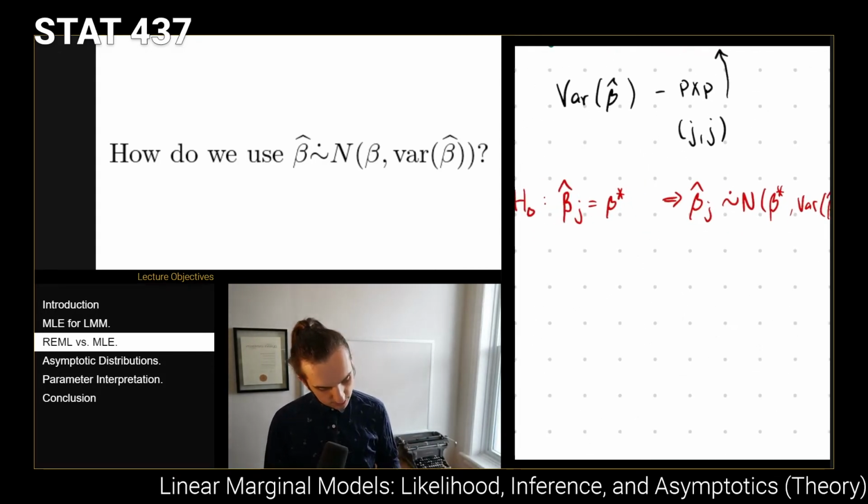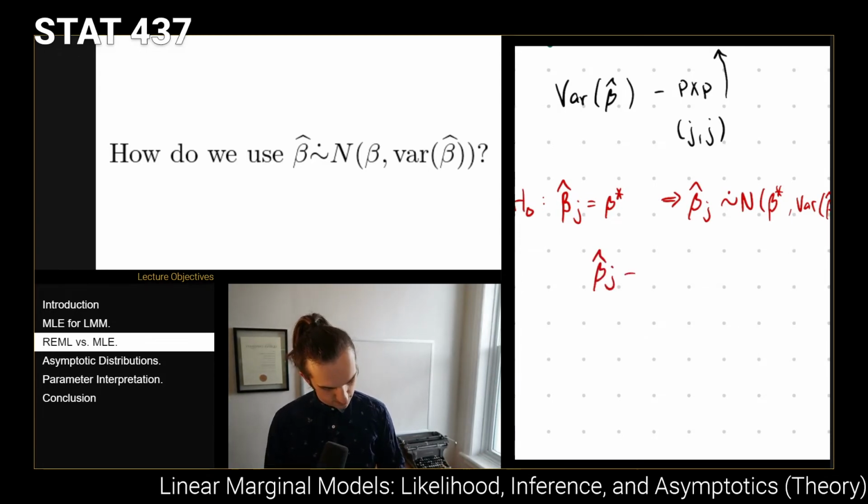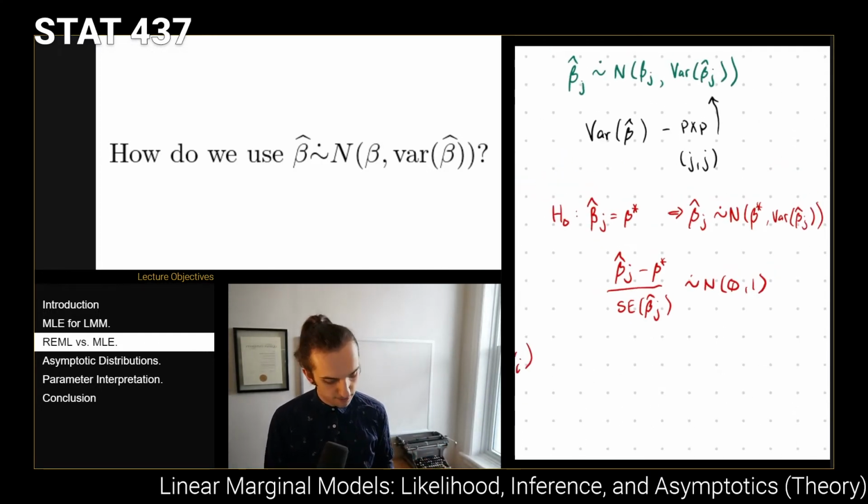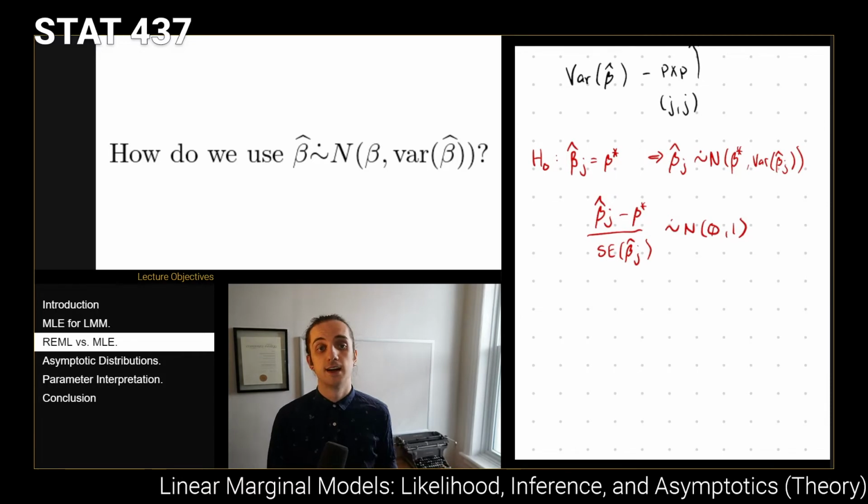And so that means that if we take, for instance, beta hat j minus beta star, and we divide that by the standard error of beta hat j, this should follow approximately a standard normal distribution. And so we can compare this value to z-scores to compute a p-value, for instance, and then test that hypothesis.